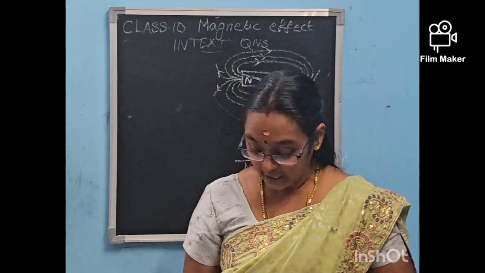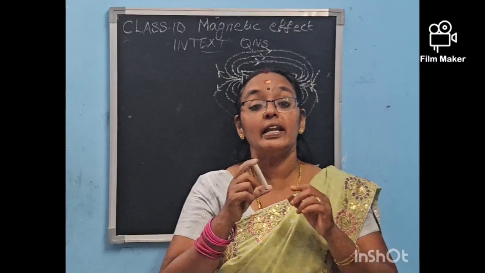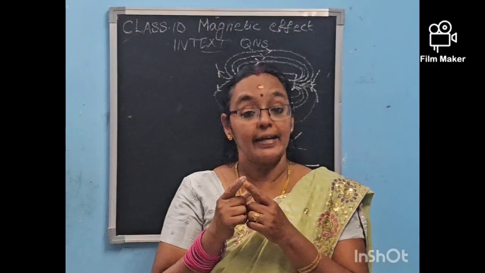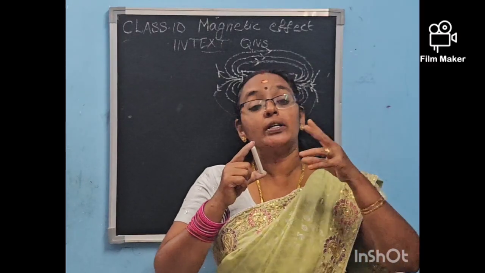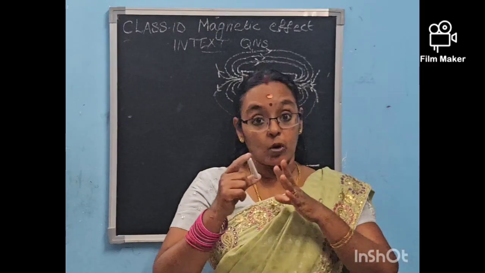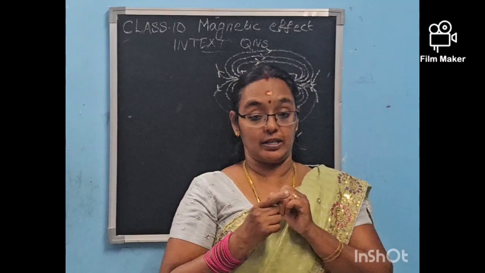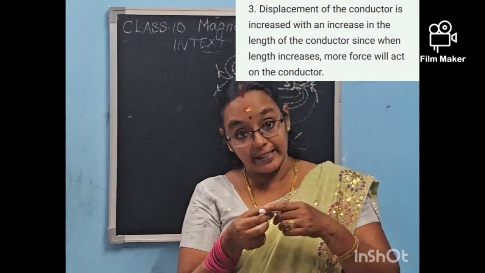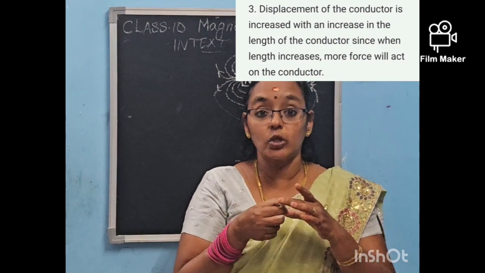That is the answer. The next question is, what happens if the length of rod AB is increased? The force acting on the conductor also increases because much more length is there. So more force will be acting, and displacement also happens. So the displacement of the rod AB again increases if we increase the length of the rod AB.